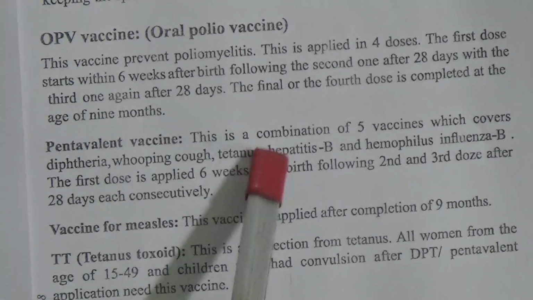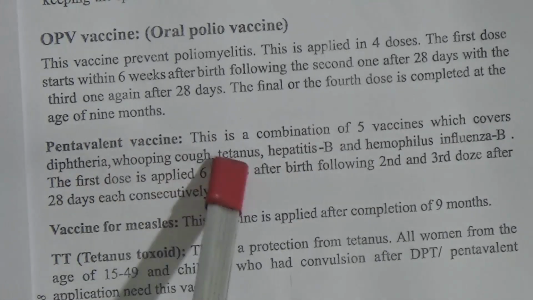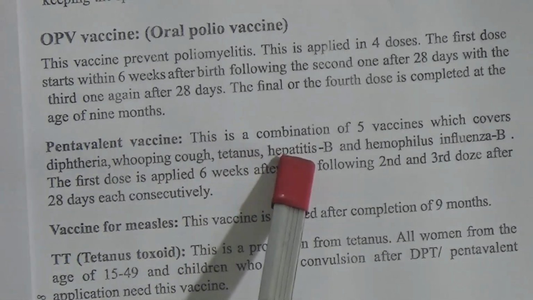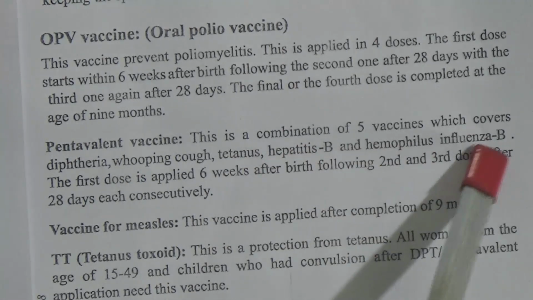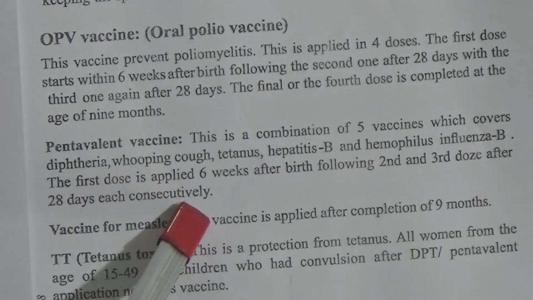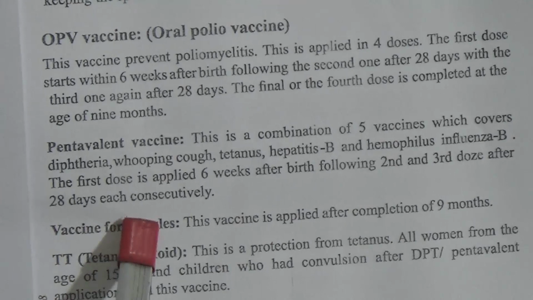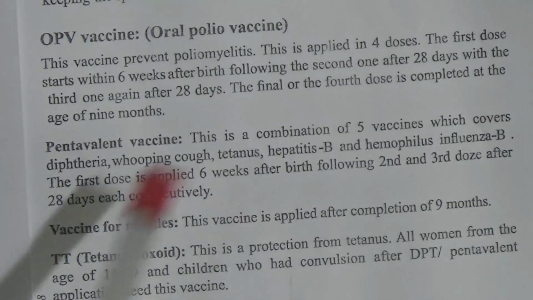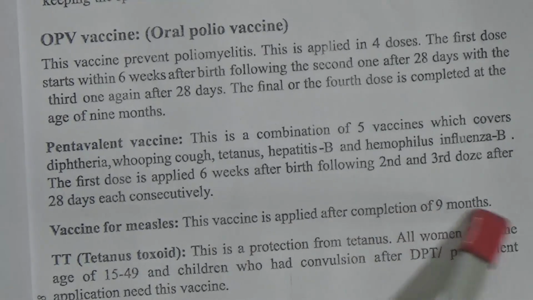Pentavalent vaccine. This is a combination of 5 vaccines which covers diphtheria, whooping cough, tetanus, hepatitis B and Haemophilus influenzae B. The first dose is applied 6 weeks after birth, following second and third doses after 28 days each consecutively. Vaccine for measles. This vaccine is applied after completion of 9 months.